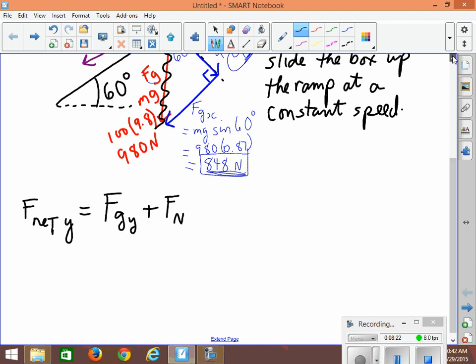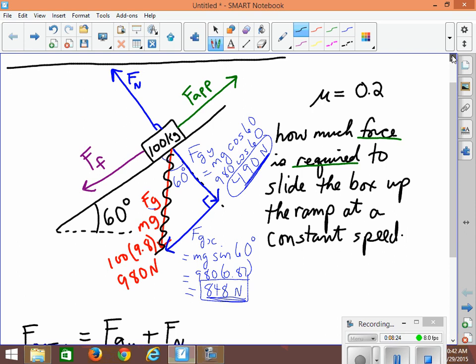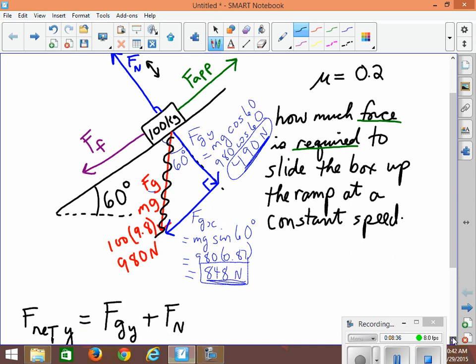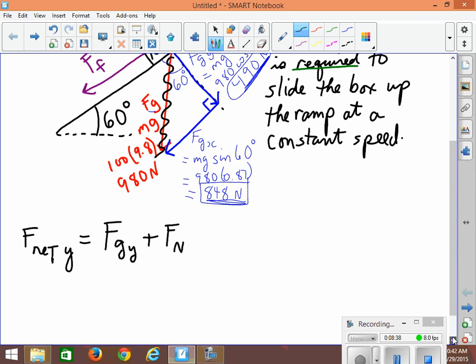If we look at this ramp, we can infer from the context that the block will not accelerate up or downwards, this way or that way. If it moves at all, it's only going to move up or down the ramp. So that means with no acceleration in the y direction, the net force will be mass times A, or 0, which is 0.